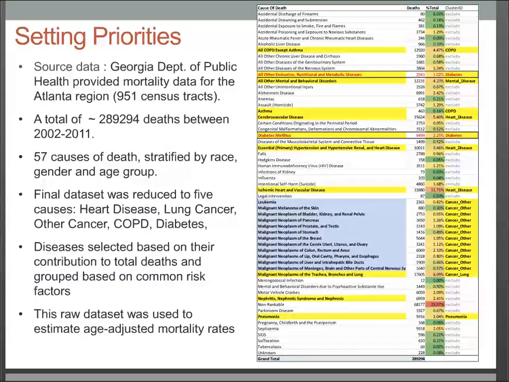So the first step in even starting this research was to figure out what are the main health issues plaguing the Atlanta region, right? How do you set priorities? So you have a project and you know that this is an unhealthy community as evidenced by higher mortality rates, higher hospital visits, and you're asking yourself, how do I set priorities? What can I realistically do? So Georgia Department of Public Health provided me with mortality data for 951 census tracts between the years 2002 and 2011, so basically 10-year aggregate counts.